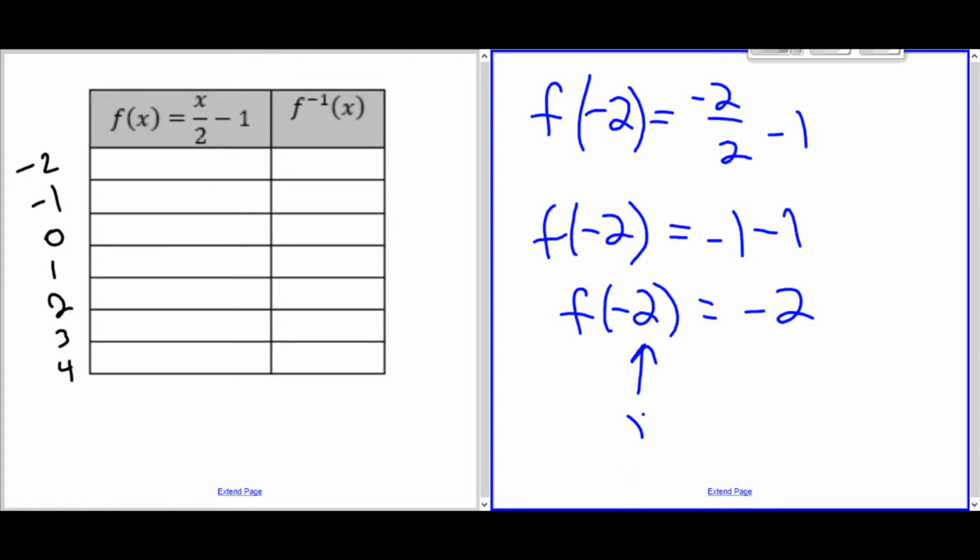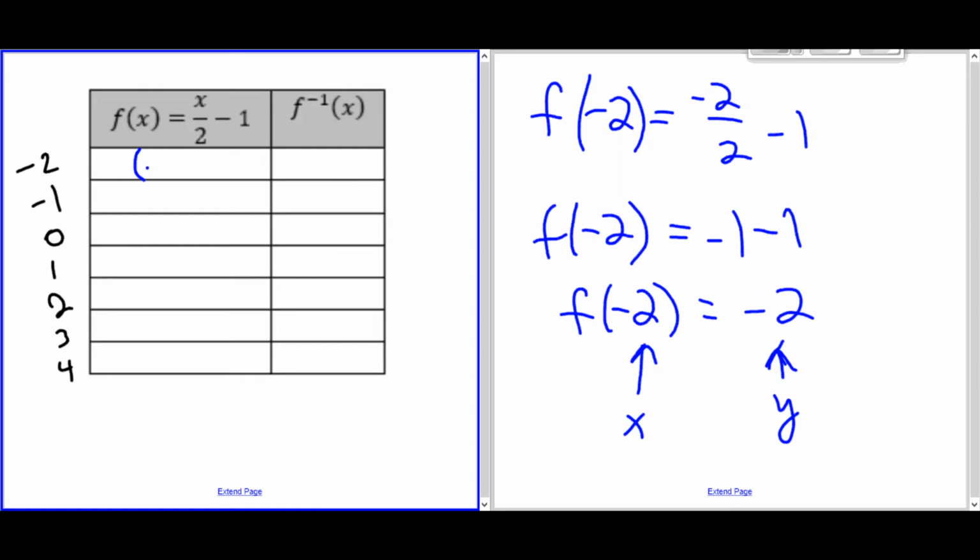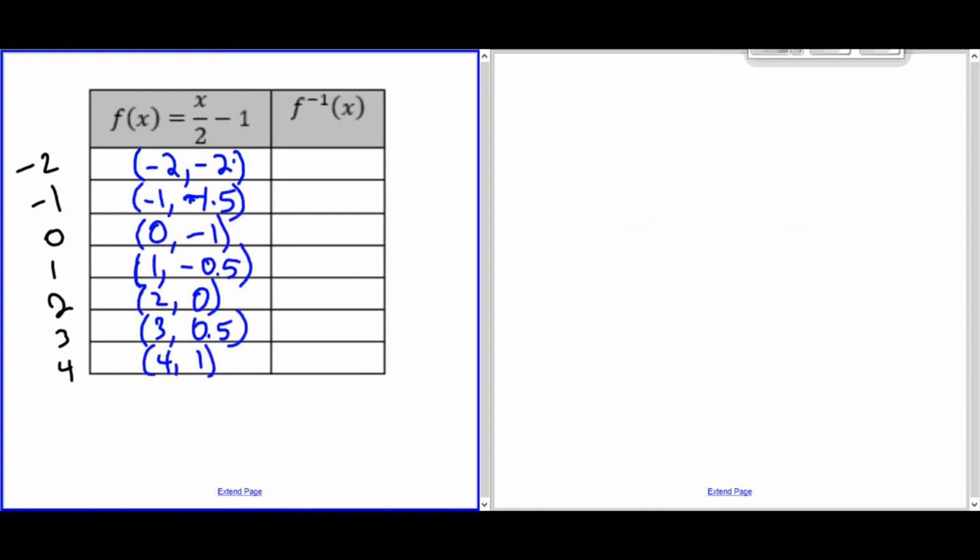So this is my x and this is my y. So x is -2, y is -2. Go ahead and take a minute and fill in the rest of those. When you unpause it, I'll have the rest of that chart filled out for you. So hopefully you took a minute and plugged those in. Your ordered pairs should be (-2, -2), (-1, -1.5), (0, -1), (1, -0.5), (2, 0), (3, 0.5), and (4, 1).